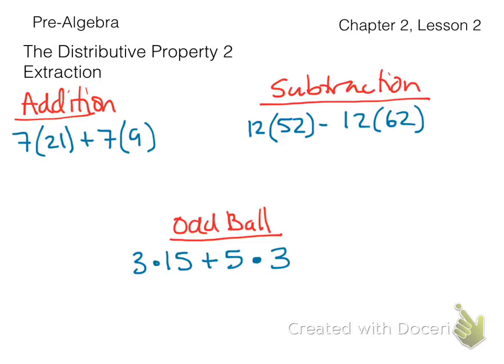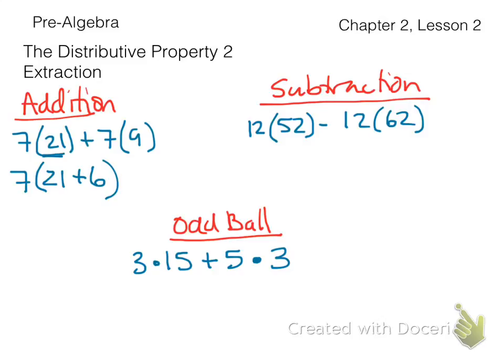And the things that we're going to pull out are the things that look the same in each equation. So for this first one, addition, we've got 7 times 21 plus 7 times 9. What are we going to pull out? We're going to pull out the things that look the same. So the 7s look the same. So we're going to pull out the 7, and it's going to be outside of the parentheses, and we're going to leave the things that we didn't pull out, which is the 21.